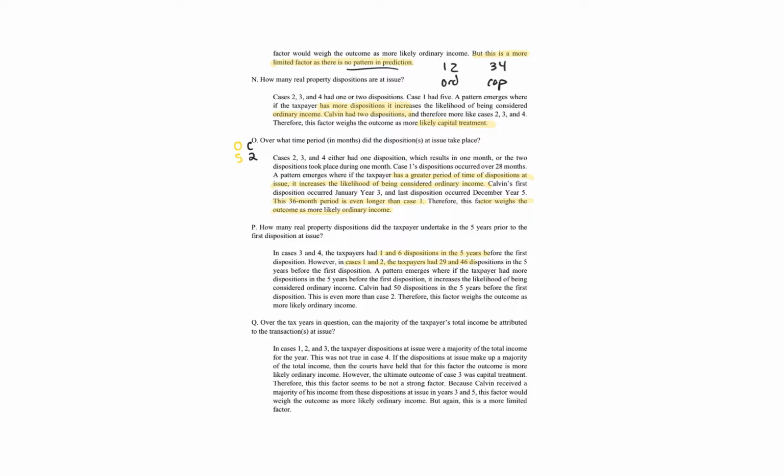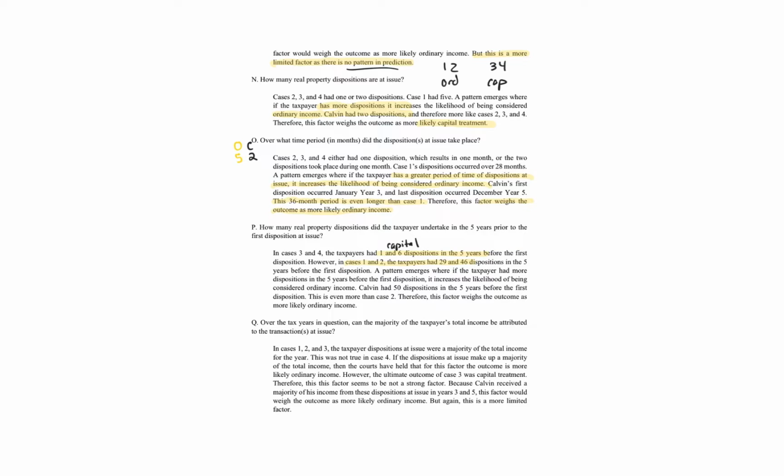Again, cases 3 and 4, they were both capital treatment. Cases 1 and 2 were ordinary. So that's a huge difference. We see a pattern there. Let's see what the pattern is. What have the courts held? A pattern emerges where if the taxpayer had more dispositions in the 5 years before the first disposition, it increases the likelihood of being considered ordinary income.